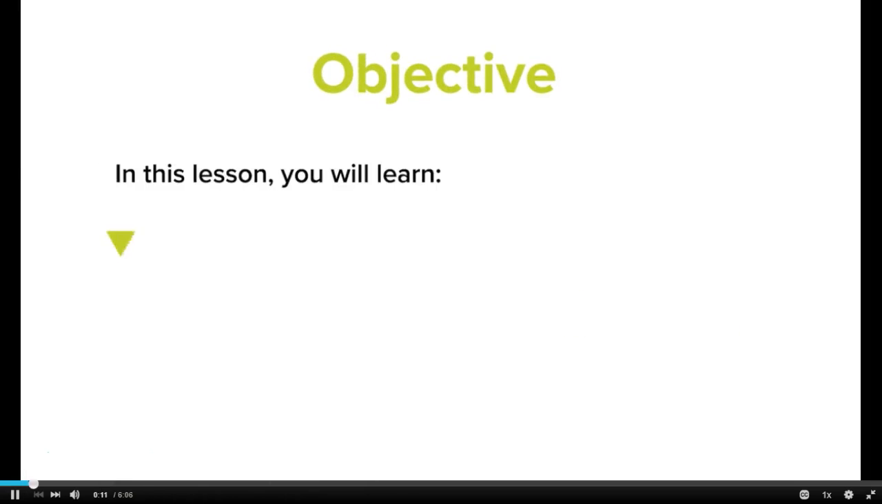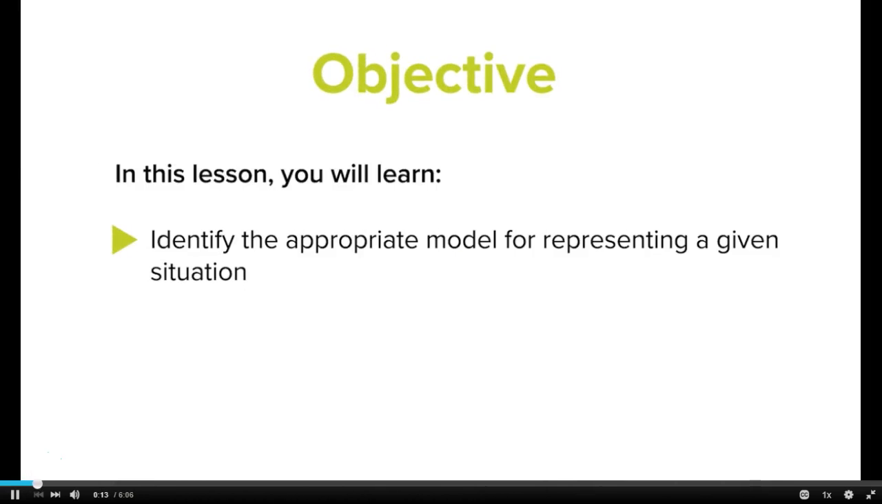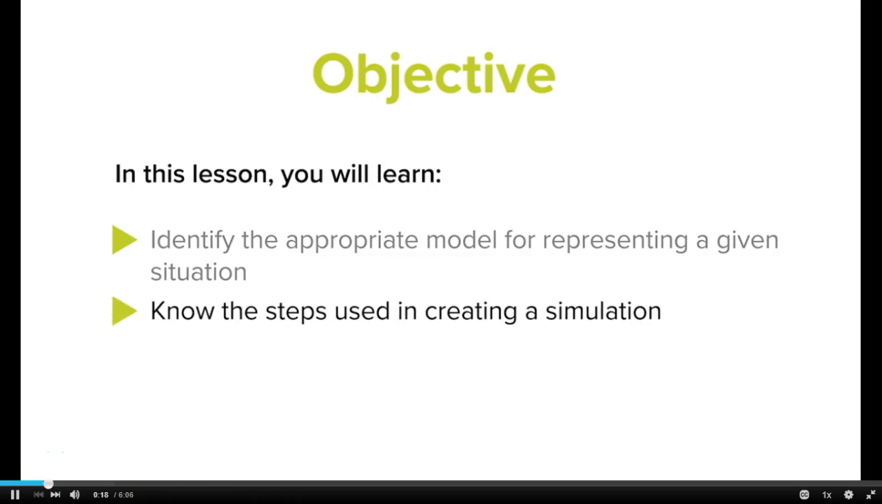In this lesson, you will learn to identify the appropriate model for representing a given situation and know the steps used in creating a simulation. The purpose of a simulation is to create a model that represents a given situation in order to make predictions on the future behavior of that given situation. Simulations can also be used to get a sense of the random behavior of a particular model.